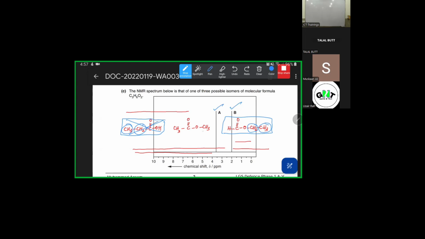The two singlets are produced by this one and this one. This is joined with C double bond O, and this is joined with O. That is why you got two different singlets. Did you get it, guys?